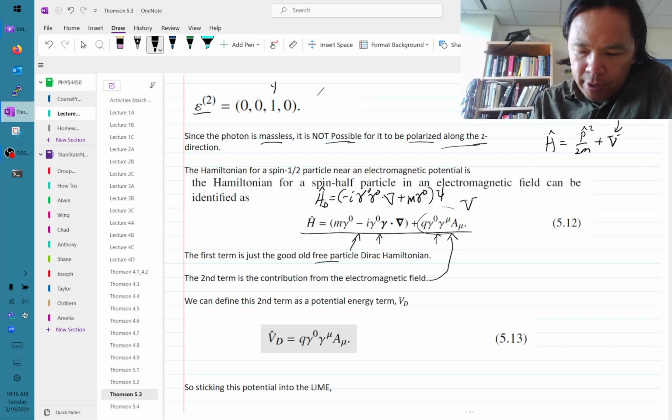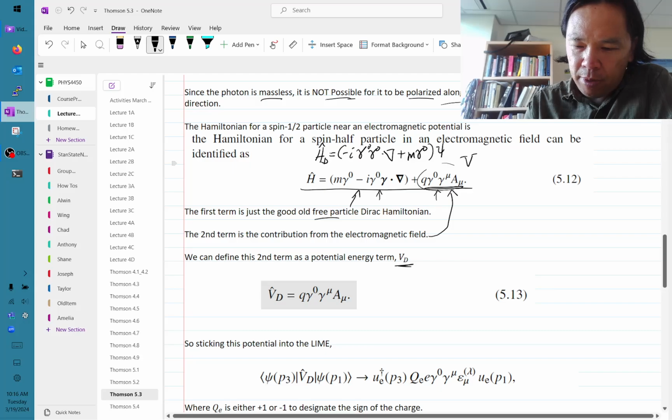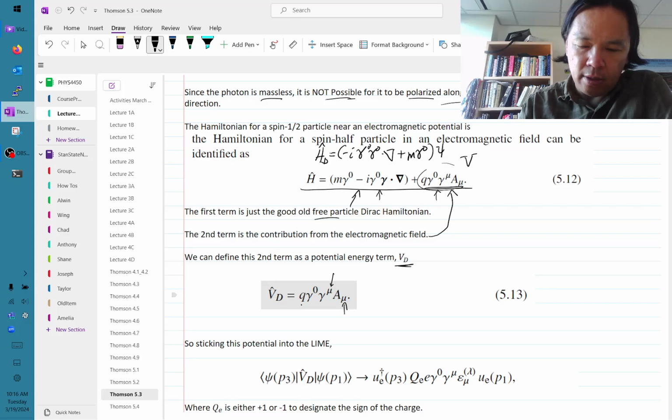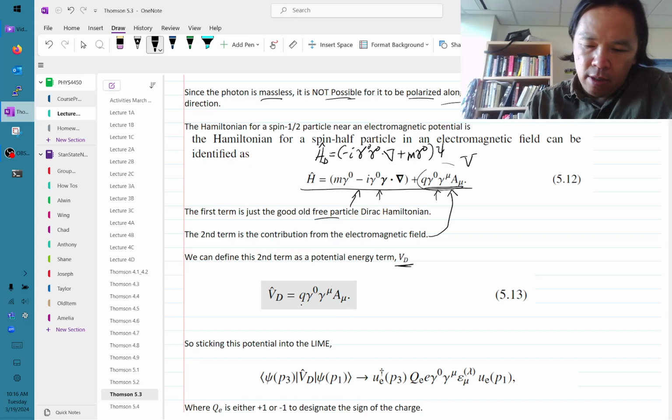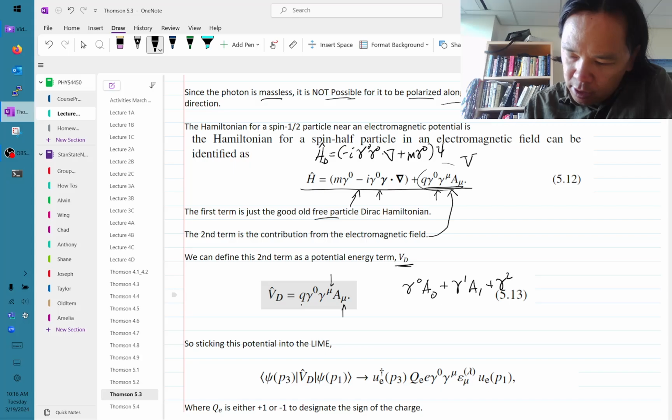So what we're going to do is define this Dirac potential, and this Dirac potential is just a copy of this: Q times gamma 0, gamma mu, times this A_mu, contracted using the Einstein summation convention. This will actually have no mu on the other side, because whenever you have mu, you have just gamma 0 A_0, plus gamma 1 A_1, plus gamma 2 A_2, plus gamma 3 A_3. That's what this represents.